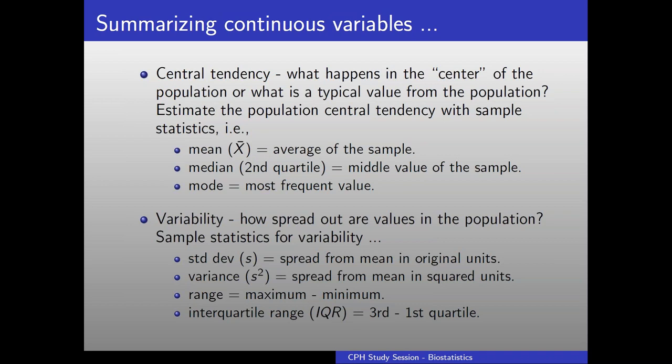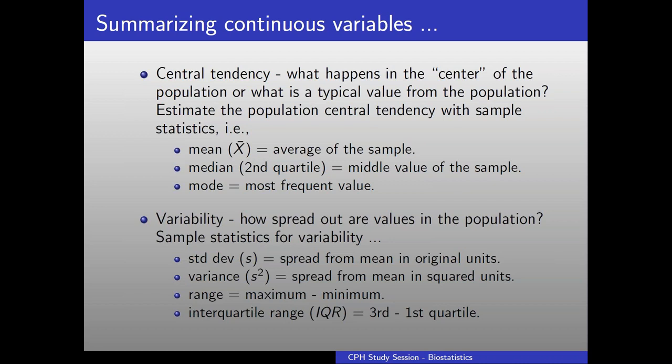The mean is simply the average of the sample. Okay? The median, also the second quartile, is the middle value of the sample. So it's the observation that cuts your sample into the lower half and the upper half. And then the mode is the most frequent value, meaning you see this observation the most. Know that the mode does not have to be unique. You can have many observations that appear multiple times, and some may happen the same number of times, in which case you'll have two modes.